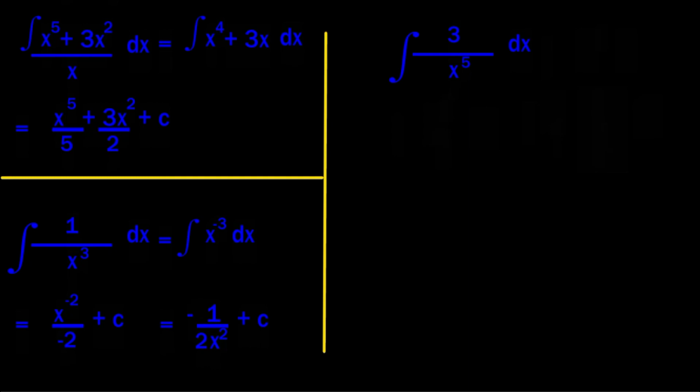So let's say if we have 3 over x to the power of 5 dx. So we do the same thing. We bring the x to the power of 5 to the numerator. So we will get 3x to the power of negative 5 dx. So x to the power of negative 5 plus 1 is negative 4, over negative 4, plus c. So negative 3 over 4. So x to the power of negative 4, if you bring back to the denominator, you will get negative 3 over 4x to the power of 4 plus c.